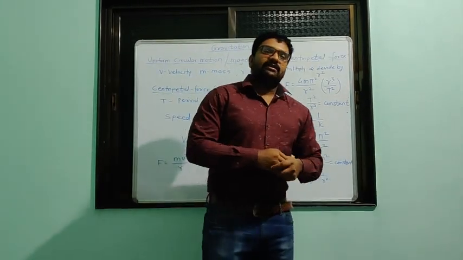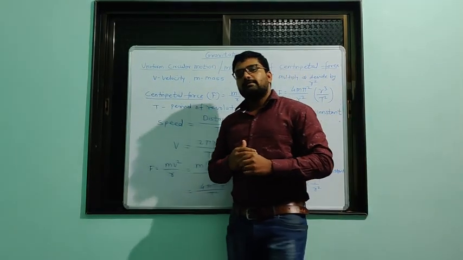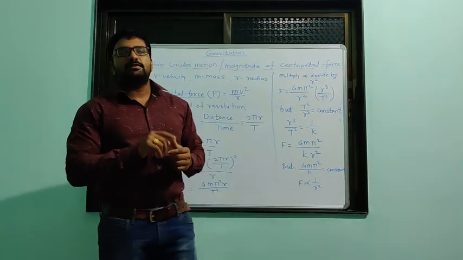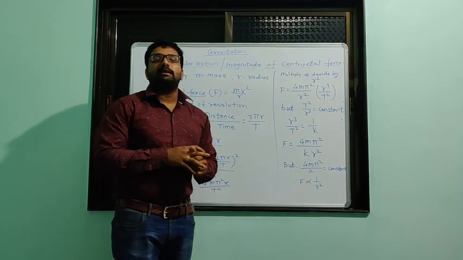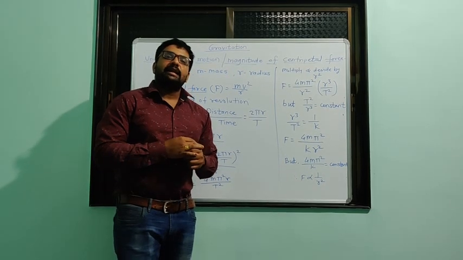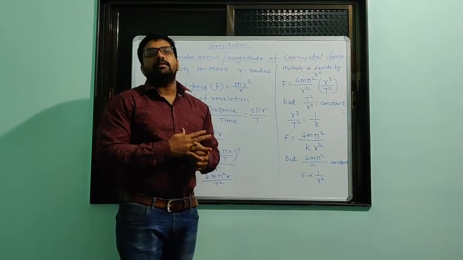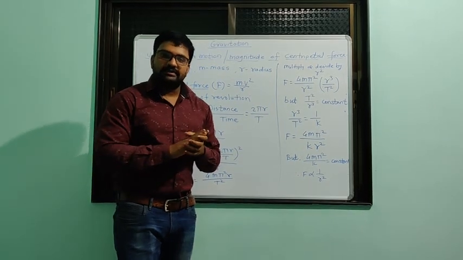So up to now we have studied Kepler's laws. There are three Kepler laws. The first law is also called the law of orbit. In that, Kepler tells us that every planet revolves around the sun in an elliptical orbit with the sun at one of the foci. That is the Kepler first law statement.